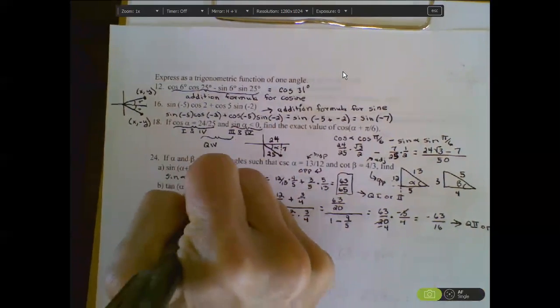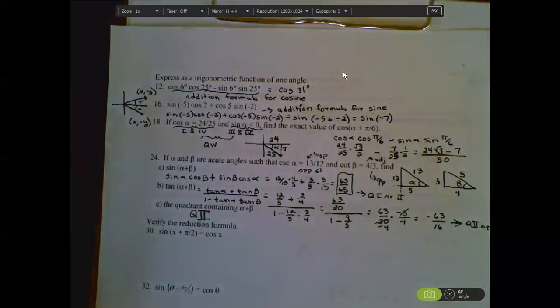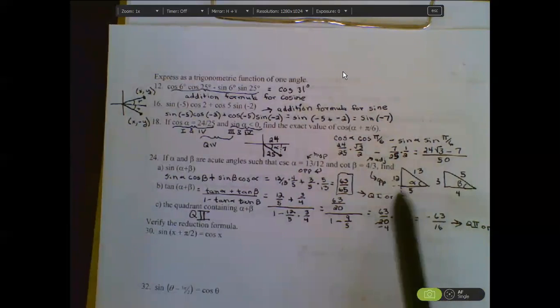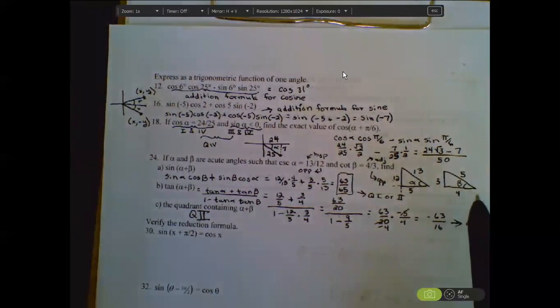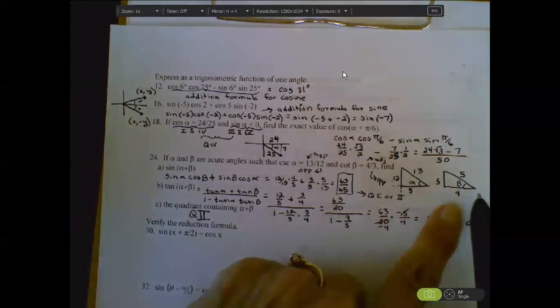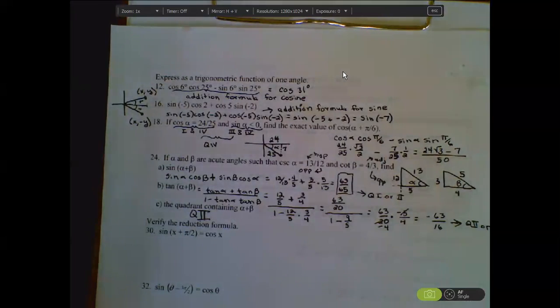But I like the way that you thought of that too, just using decimal approximations. If alpha turned out to be, say, 60 degrees and beta is 70 degrees, then 60 plus 70, 130 degrees is in quadrant 2.